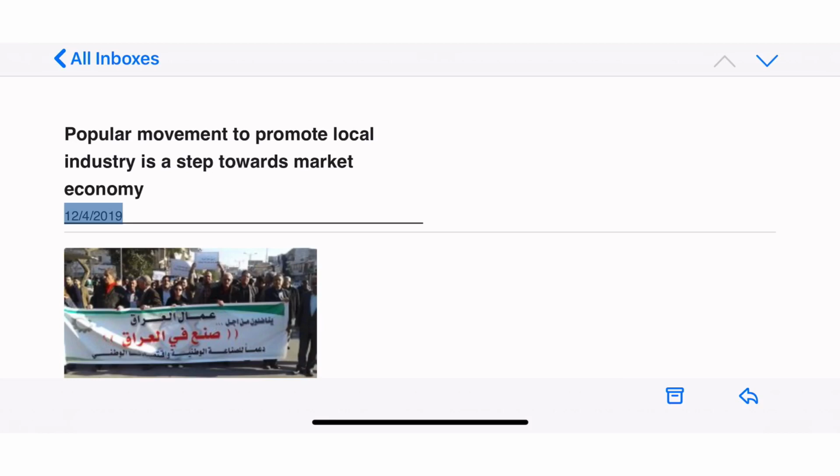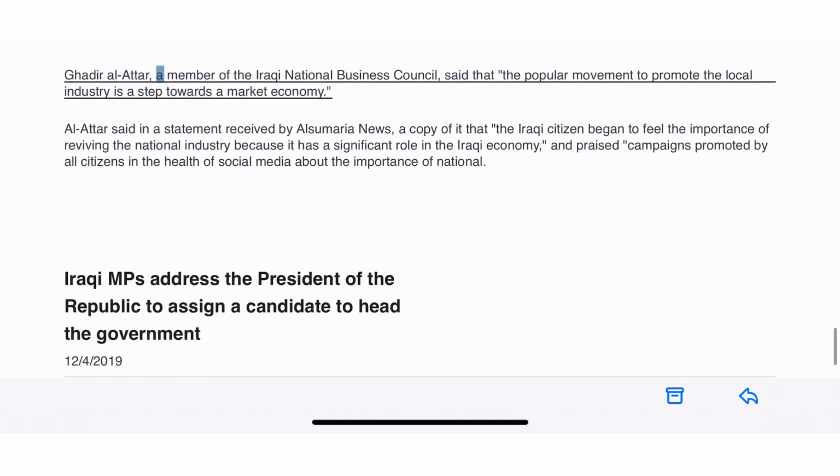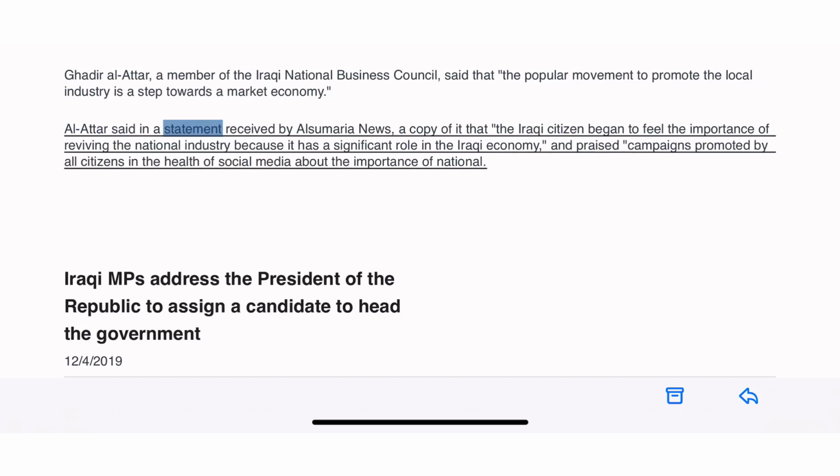Their movement to promote local industry is a step towards market economy. December 4, 2019. Ghadir Al-Attar, a member of the Iraqi National Business Council, said that the popular movement to promote the local industry is a step towards a market economy. Al-Attar said in a statement received by Al Sumaria News, a copy of which we have, that the Iraqi citizen began to feel the importance of reviving the national industry because it has a significant role in the Iraqi economy, and praised campaigns promoted by citizens on social media about the importance of national products.